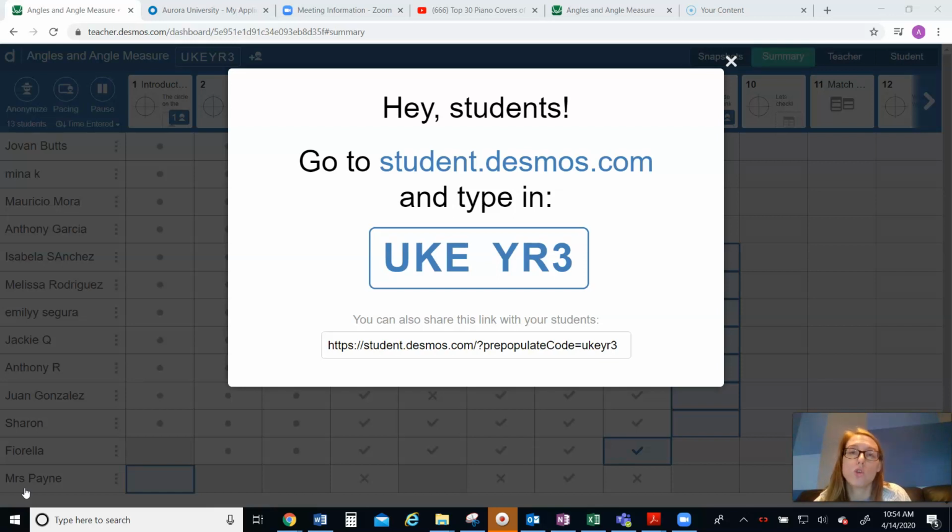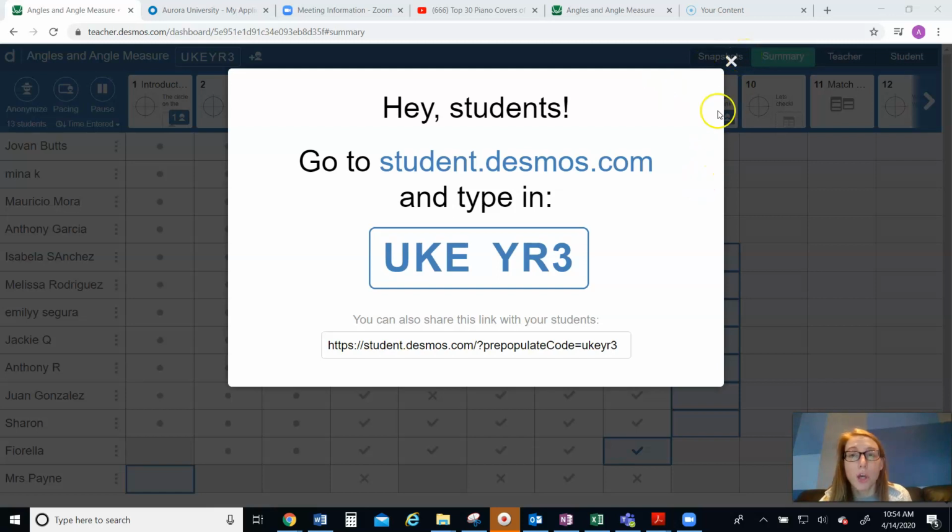So please go to student.desmos.com and this is the code you will type in. This is also on our website and on Teams. So as we're going through this, if you need to see it, it is also there.